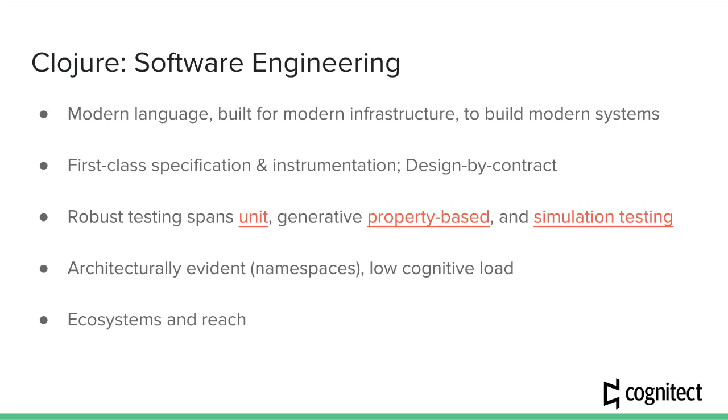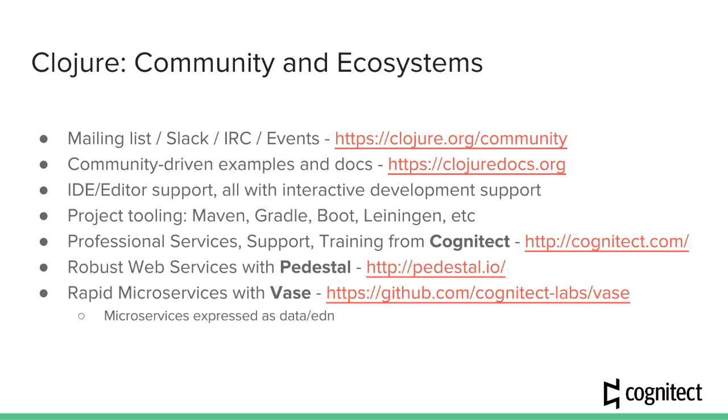There's a lot of interesting aspects to tease apart. There could be a whole talk just about the software engineering aspect of Clojure, but just one slide here. And just some quick aspects about the community and the general ecosystem for Clojure-specific tooling. If you're looking for the mailing list or for Slack or IRC or general events, there's a whole community section on Clojure.org. If you're looking for docs or examples of single one-off functions, there's a community-driven examples and docs site called clojuredocs.org.